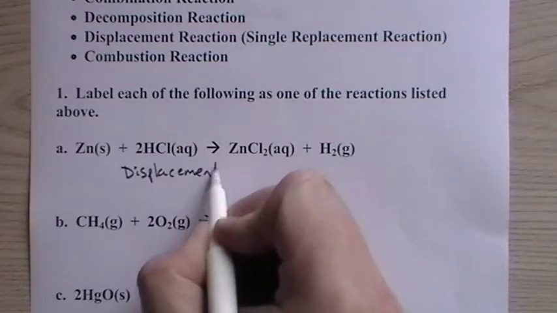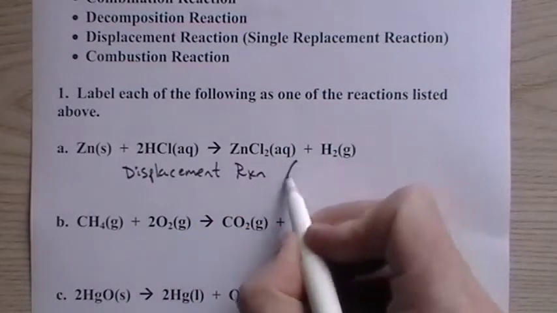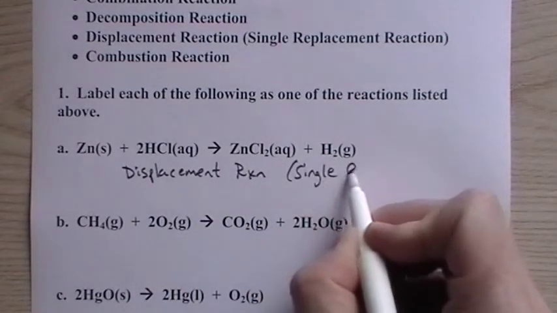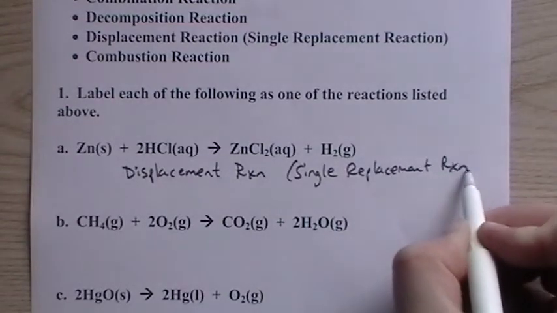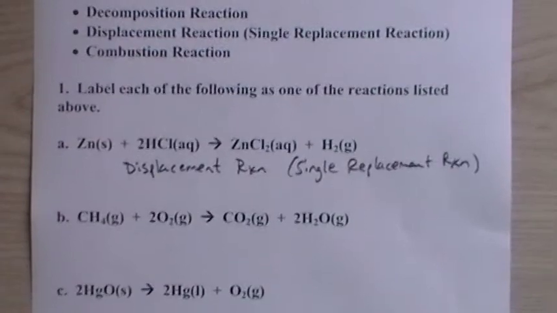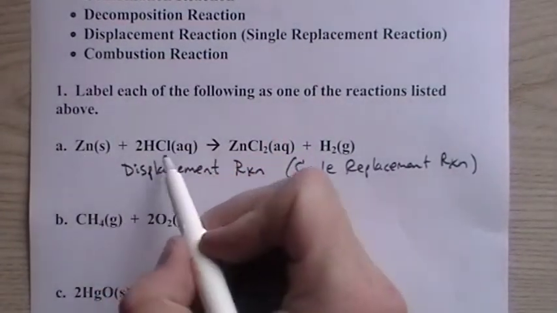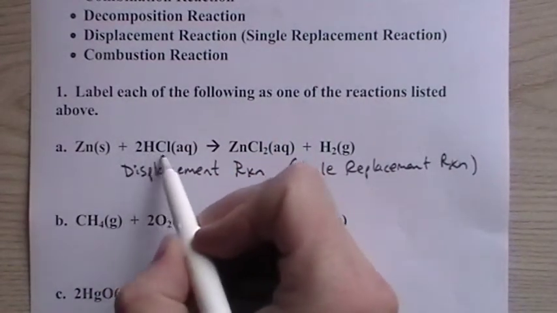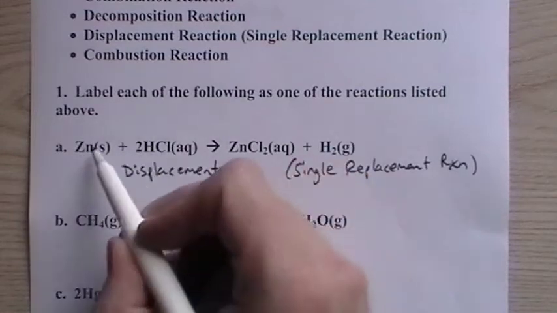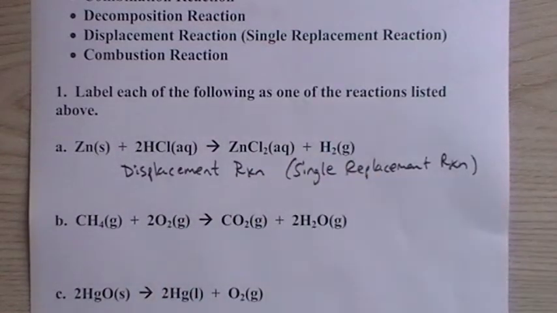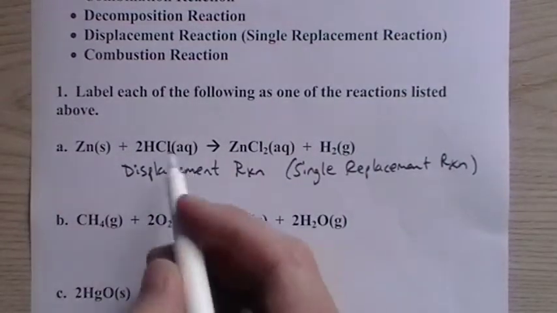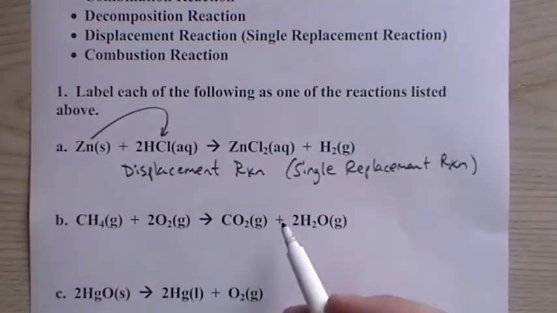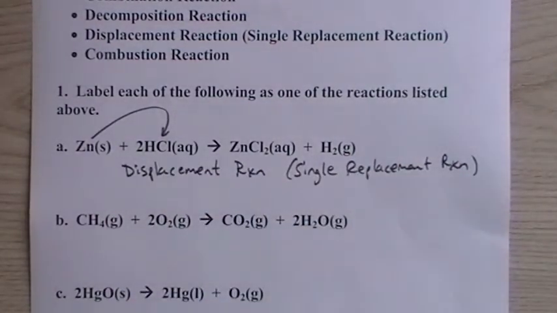I'll just write down the answer first, and this is a displacement reaction or a single replacement reaction. They're listed above. It's as if hydrogen and chlorine are dancing together, and zinc comes in and cuts in and takes the chlorine away. So it's a single replacement because zinc doesn't give anything away. It just comes in, steals the chlorine, and goes off, and the hydrogen is left alone.